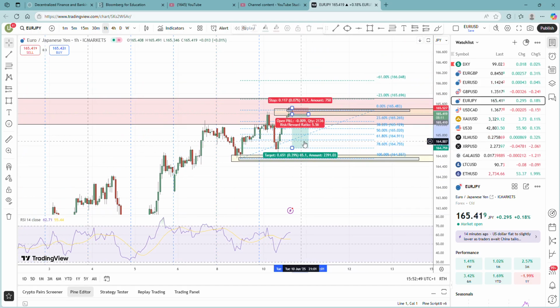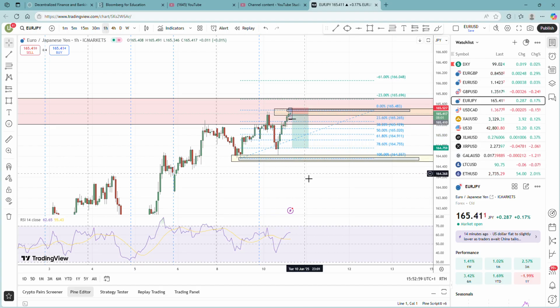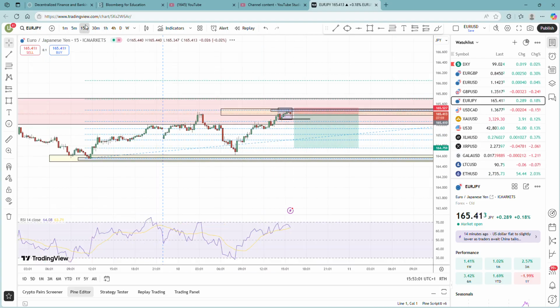And that would be my target. Risking 11 pips to win 65. Risking £110 to win £650. Or if you're trading £10 a pip, risking £1,000 to make £6,500.